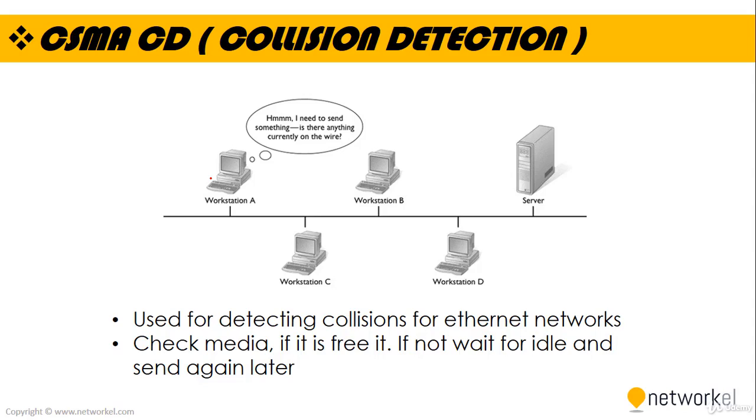Logic behind this is check media. If it is free, send. If not, wait for idle and send again later. For example, in here, if workstation A wants to communicate with the server, it sends a message saying that I need to send something. Is there anything currently on the wire or not?